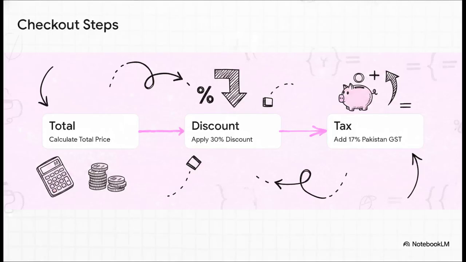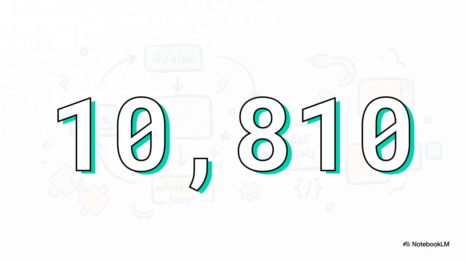Which brings us to the magic of nested functions, basically calling one function inside another to create an assembly line. Our main checkout function is running the show. Step 1, it calls the total price function and gets our 13,200. Step 2, it takes that exact total and hands it over to an apply discount function. Inside there, an if statement checks the number. Since 13,200 is safely under 50,000, it generously applies a 30% discount. Step 3, it grabs that new discounted price and passes it to a calculate tax function, which tacks on a standard 17% GST. And voila!